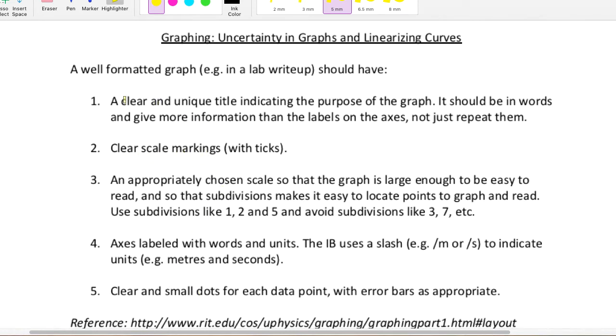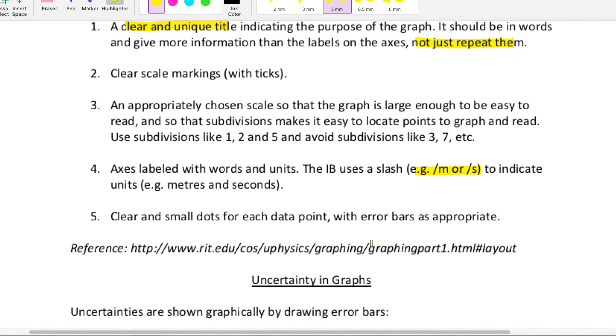But just remember that you should have a clear and unique title that doesn't just repeat the things that are on the axes, and make sure that you label your axes with words and units. By the way, the IB uses a slash like this to indicate that the unit is coming afterwards.